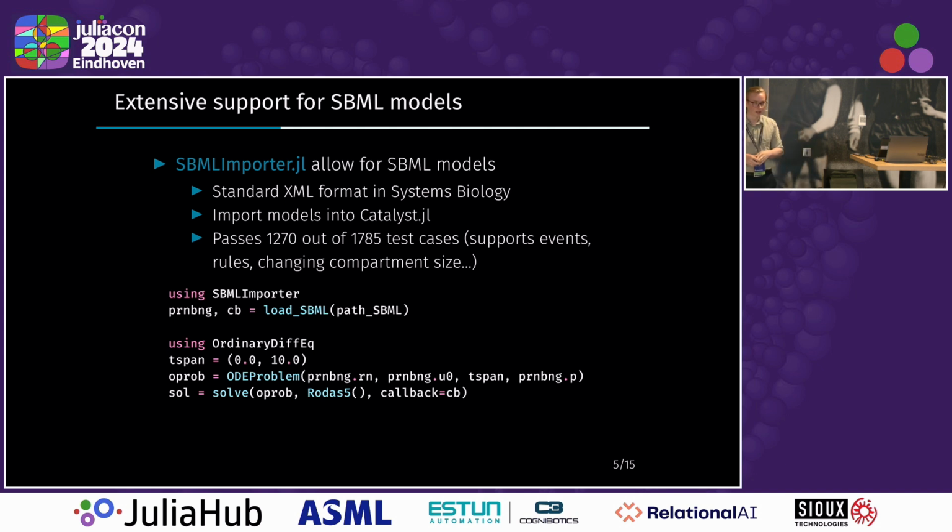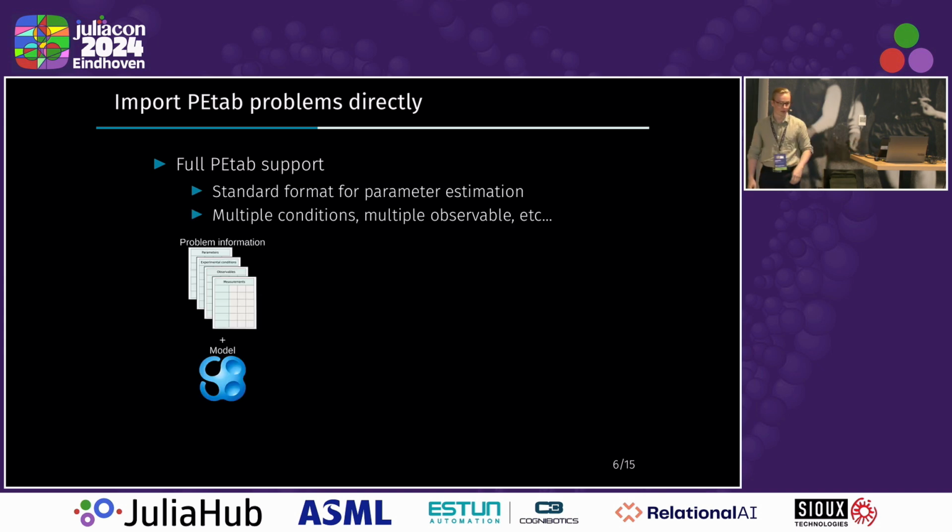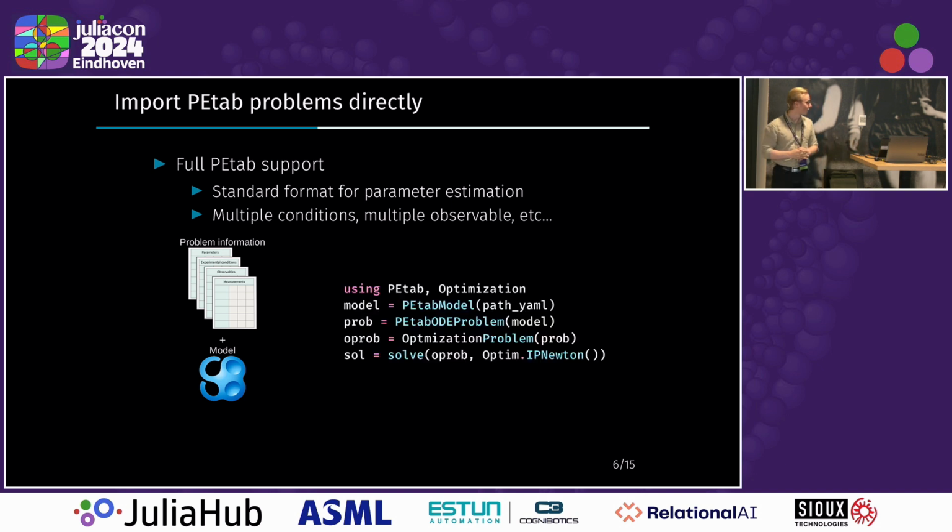Besides supporting a standard format for your model, we also support a standard format when it comes to your parameter estimation problem. So the name PEtab, which I actually don't remember what it stands for, is a standard format in systems biology for formulating parameter estimation problems. So basically, what you need to do here is provide a model, an SBML file, and tables that contain all the information you need to do parameter estimation, such as measurements, observables, the standard information. And once you do it, it's very easy for us to parse the problem.